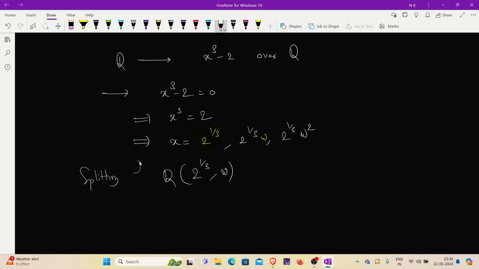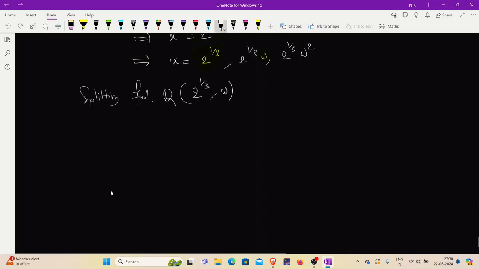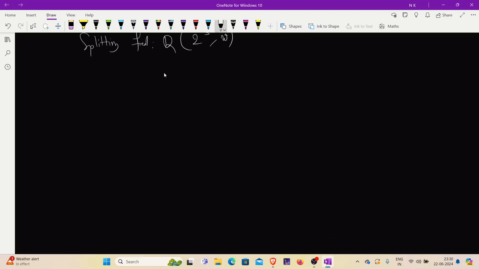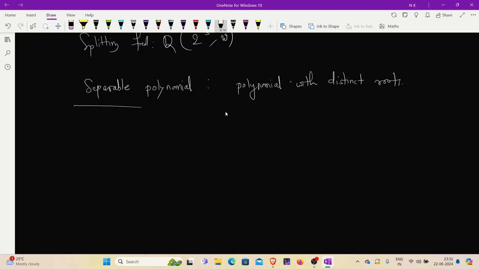So in base, a splitting field is nothing but a field which contains all the roots of a polynomial, the smallest field over a given field that contains all the roots of the given polynomial, right? So that is a splitting field. And separable polynomials means a polynomial with distinct roots. Okay, so let me just write it here. A separable polynomial is nothing but a polynomial with distinct roots over a given field. Polynomial with distinct roots, or we can say that all the roots are simple. That means none of the roots is repeated. So that is the idea of a separable polynomial.